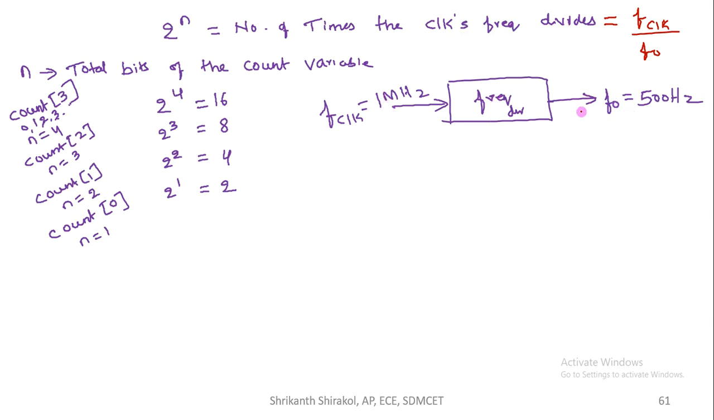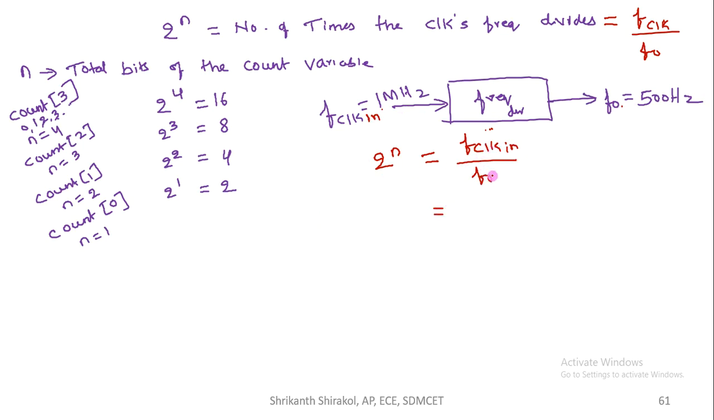So the number of times the clock frequency divides, I can get by dividing input frequency by output frequency. Hence, I get a new formula: 2 raised to n is equal to F clock, the input frequency, divided by F naught, the required output frequency. That's it.